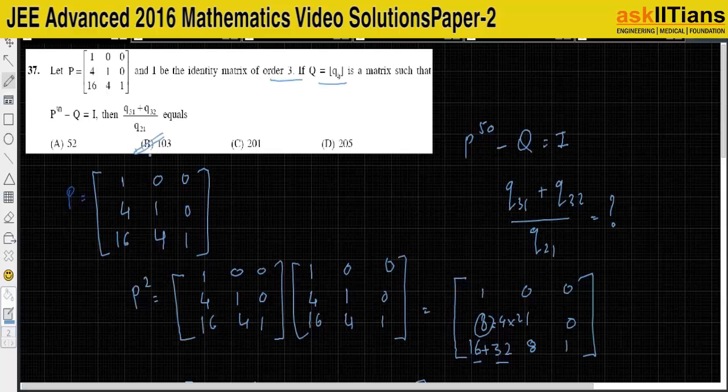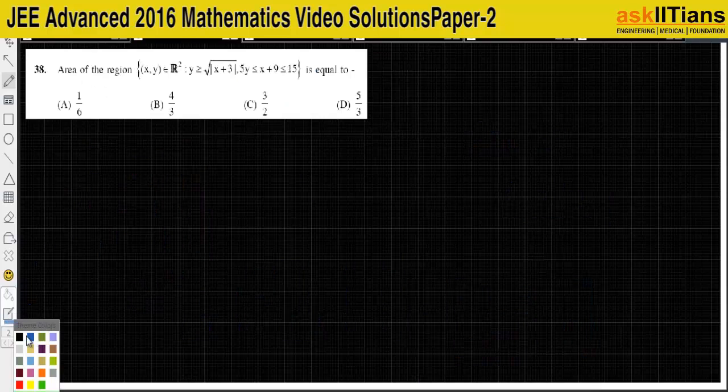Single choice correct question. There was a pattern that you need to observe when the question is over. So it was not so difficult a question, right? It could have been solved in JEE. Okay, next question is question number 38.